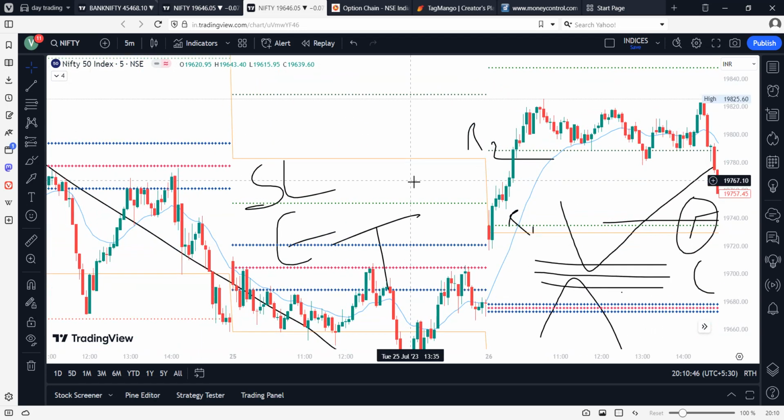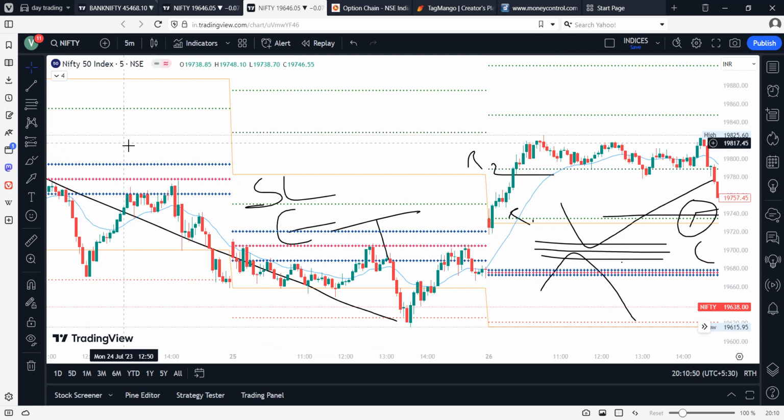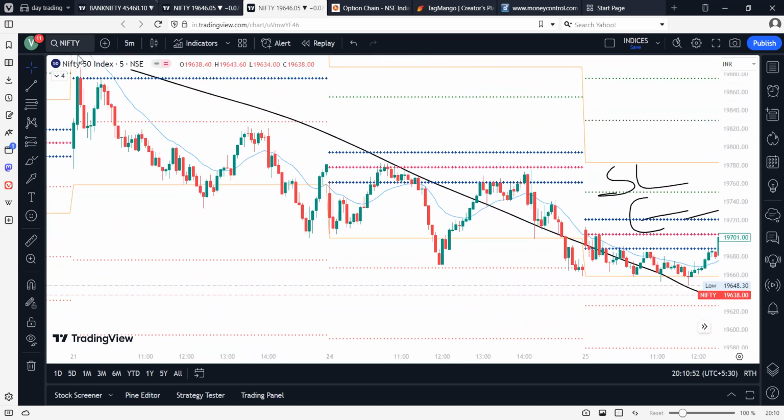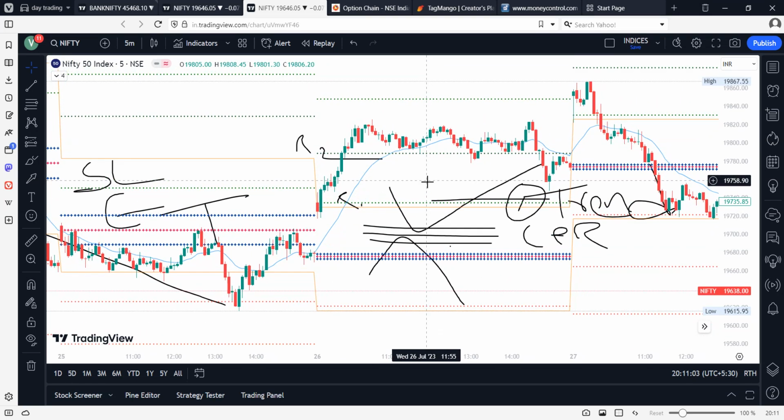For 2 or 3 consecutive days, the index is staying lower like this, and suddenly there is a gap up, or there is a big price movement, and that day closes above the R1.